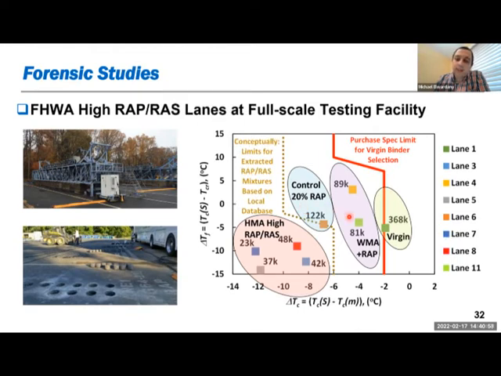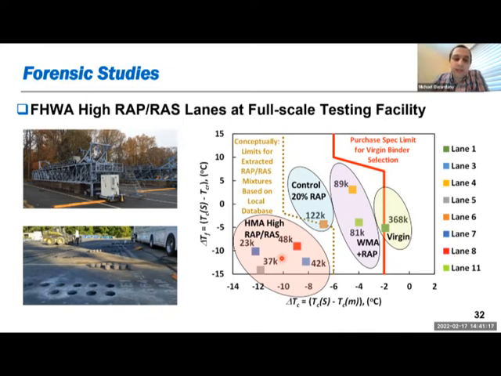But what you can see is that this is the virgin binder. This is the control with 20% RAP. And then once we go to 40% RAP or 20% RAS, so high recycled material, they have lower delta TC and they have lower delta TF values. So you can see the trend.